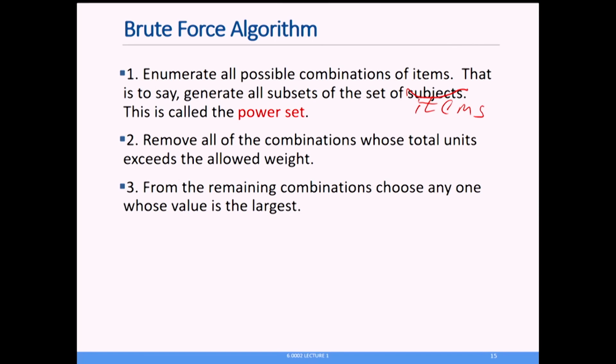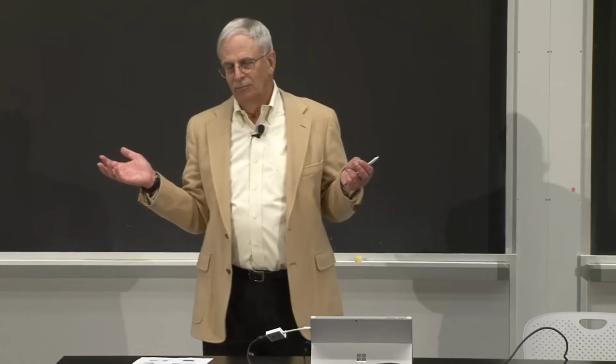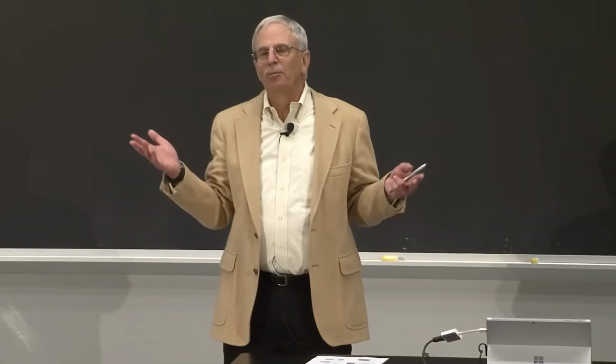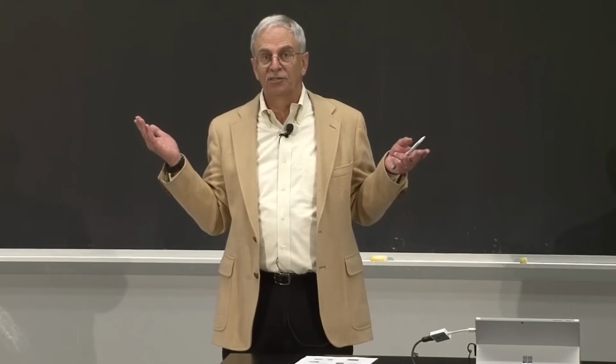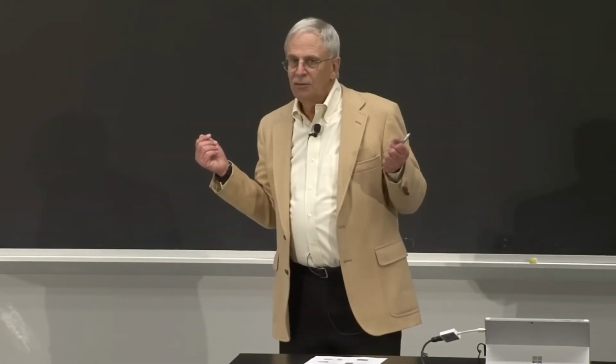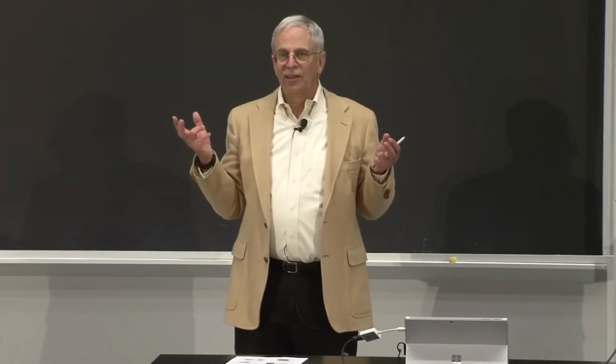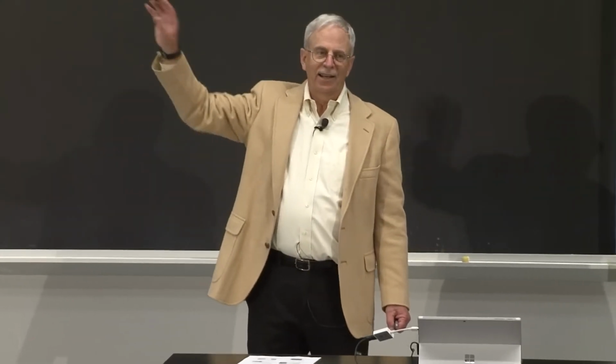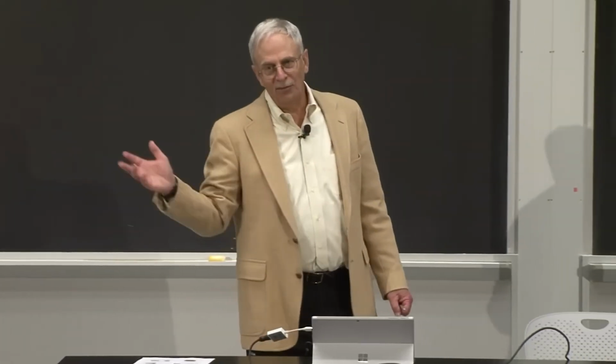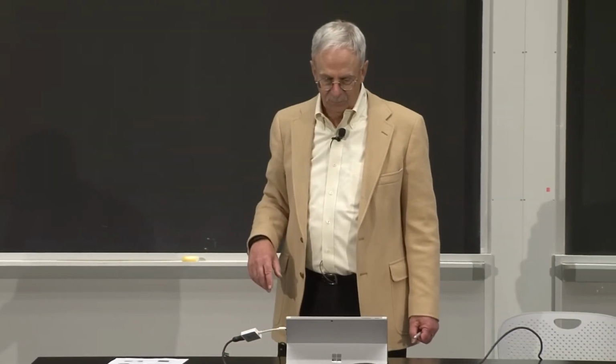So now I've generated all possible sets of items. I can now go through and sum up the weights and remove all those sets that weigh more than I'm allowed. And then from the remaining combinations, choose any one whose value is the largest. I say choose any one because there could be ties, in which case I don't care which I choose. So it's pretty obvious that this is going to give you a correct answer. You're considering all possibilities and choosing a winner.